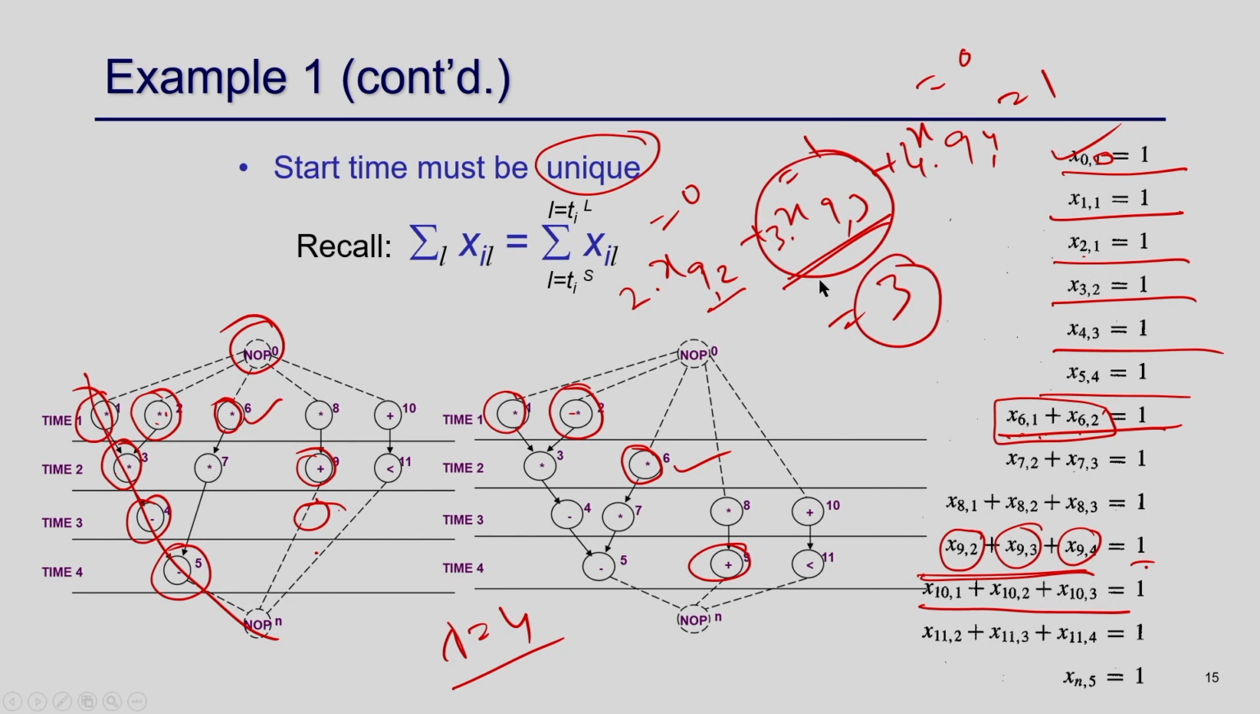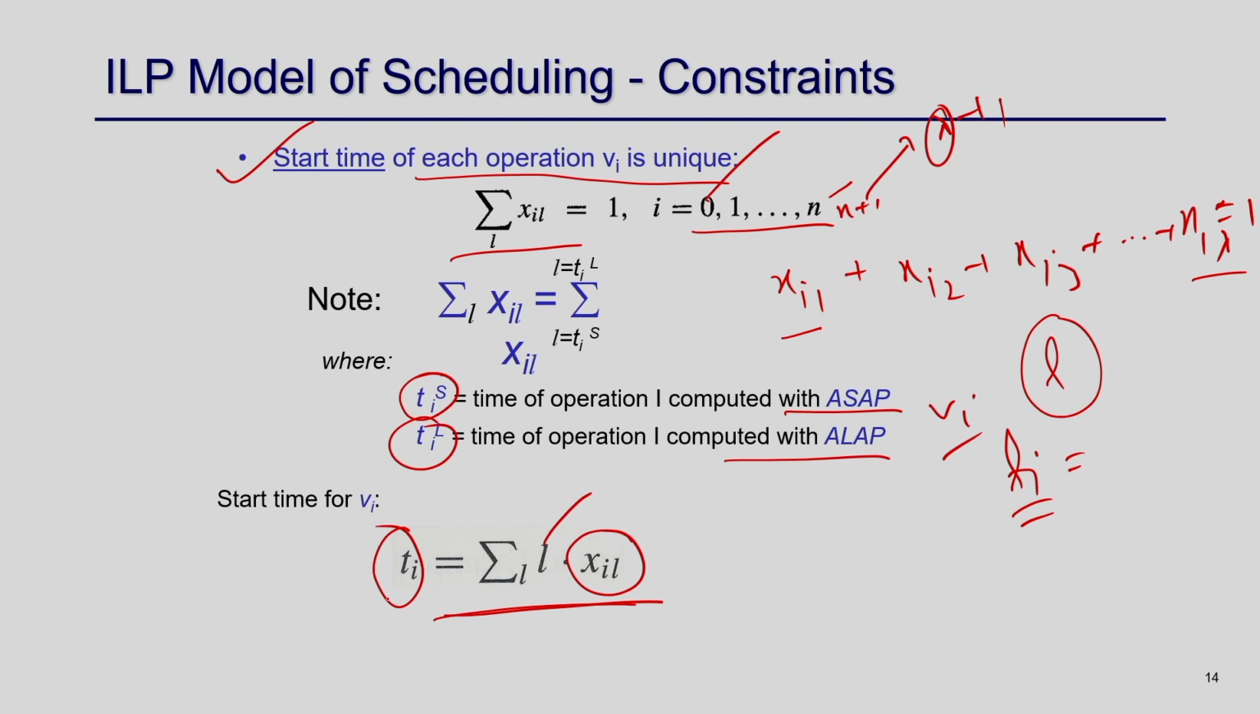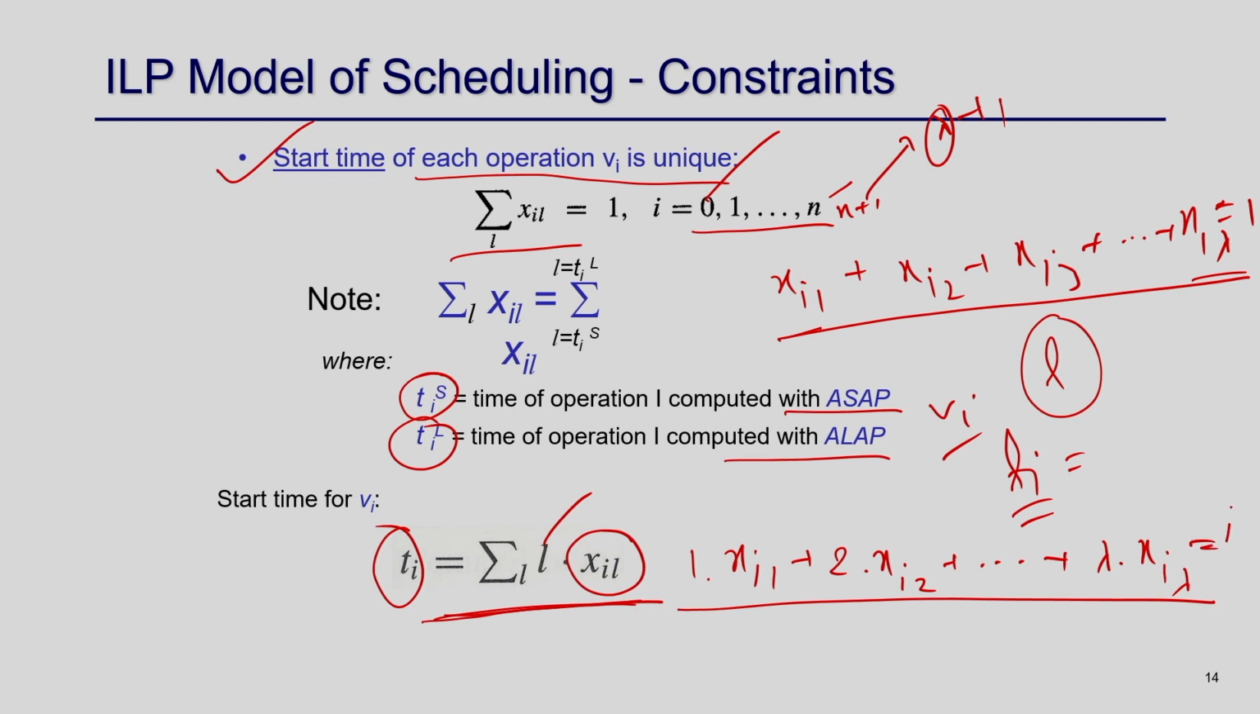So, this is very interesting, that I can represent this Ti as the summation of L into x_il. Here it is 1 into x_i1, 2 into x_i2, up to lambda into x_i lambda. So, this is my Ti. Based on the timestamp where it is scheduled, I can get that L as the timestamp.